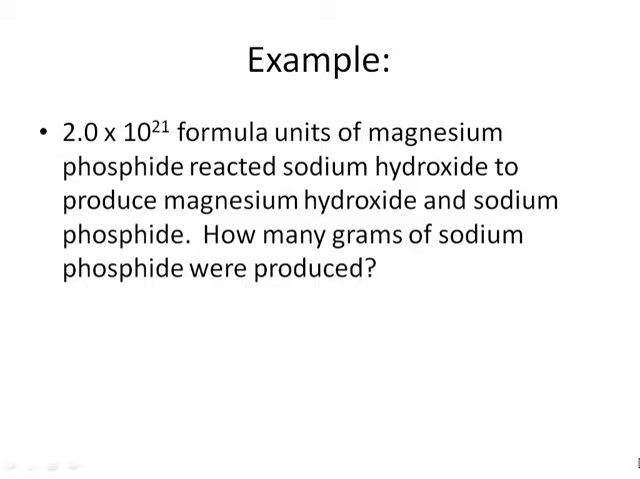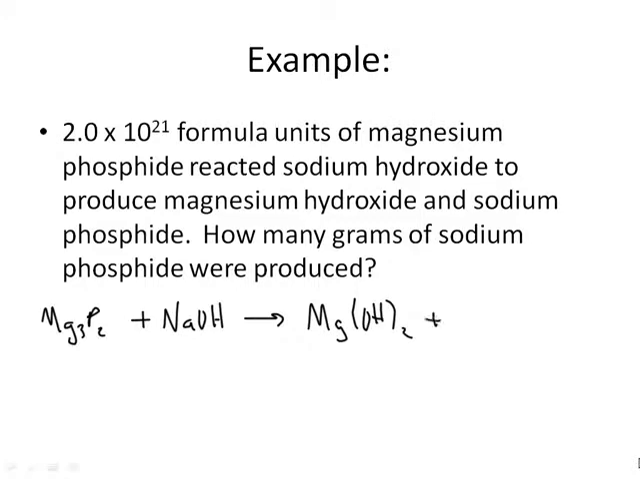Okay. So I have magnesium phosphide with a formula of Mg3P2 reacting with sodium hydroxide, NaOH, to produce magnesium hydroxide, MgOH2, and sodium phosphide. If you're having trouble coming up with the correct formulas from the names of these ionic compounds, it might be worth going back and reviewing how to get from names to formulas.